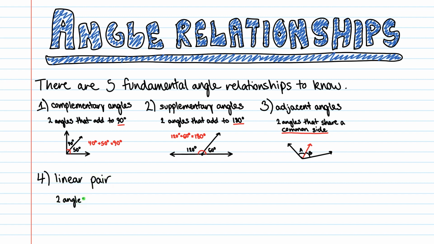Another example is called a linear pair. This is very similar to supplementary angles. It's 2 angles on a line. Oftentimes, supplementary angles can be referred to as a linear pair.